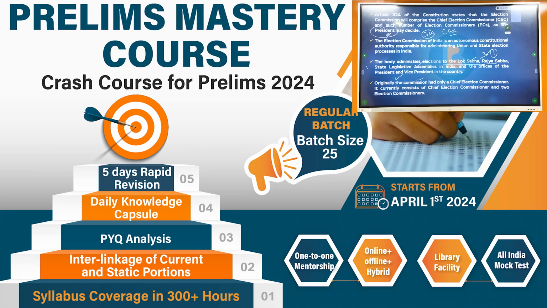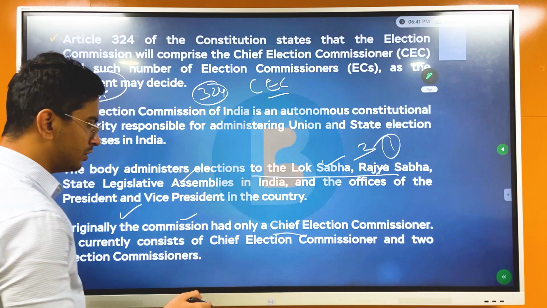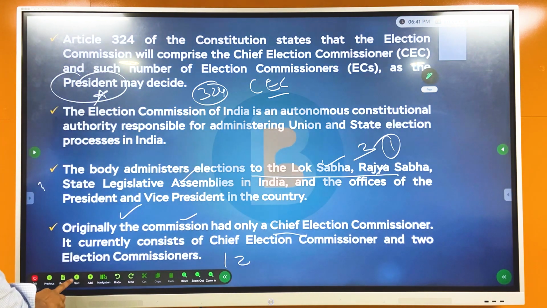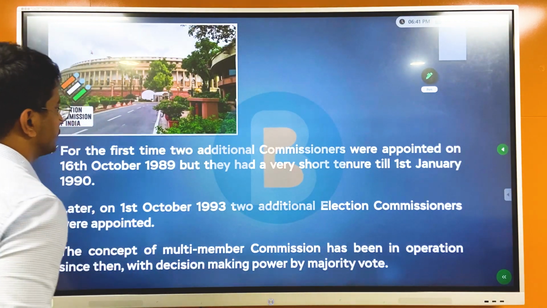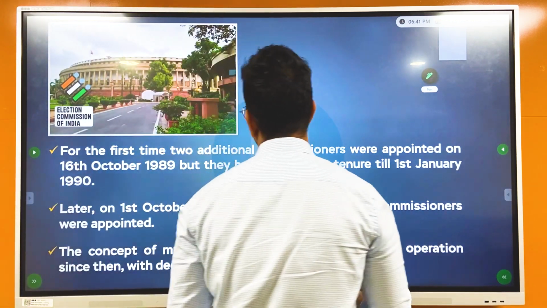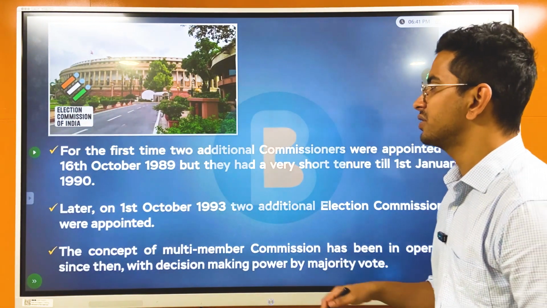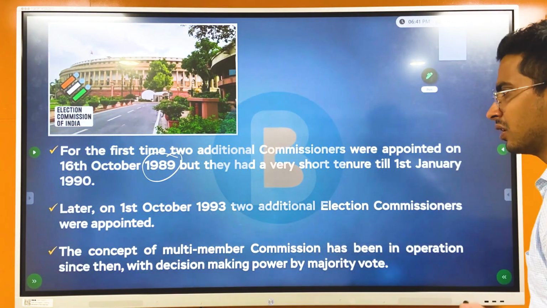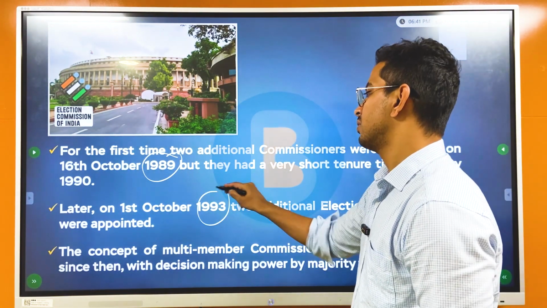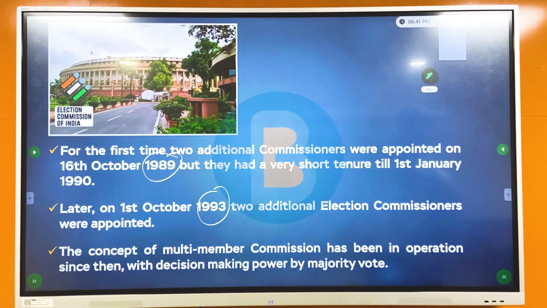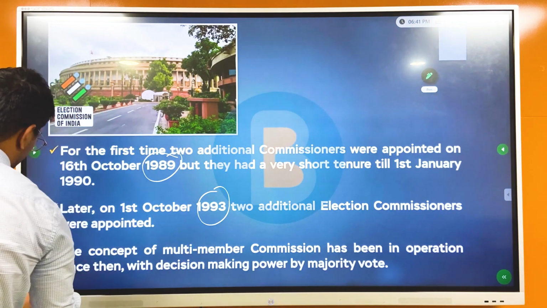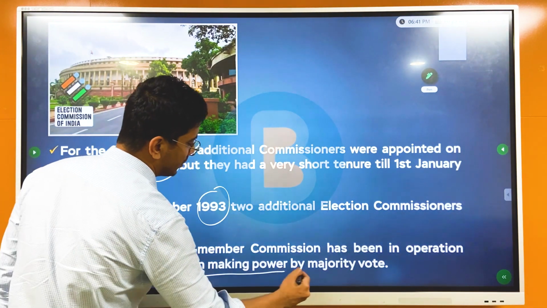So as I've said that originally it had only one Chief Election Commissioner. Currently it has one Chief Election Commissioner and 2 election commissioners. And when were these 2 election commissioners added? 1989. But they had a very short tenure. Later, again, 1st October 1993, 2 additional election commissioners were appointed. Since then, it is a multi-member body and decisions are made through majority voting.